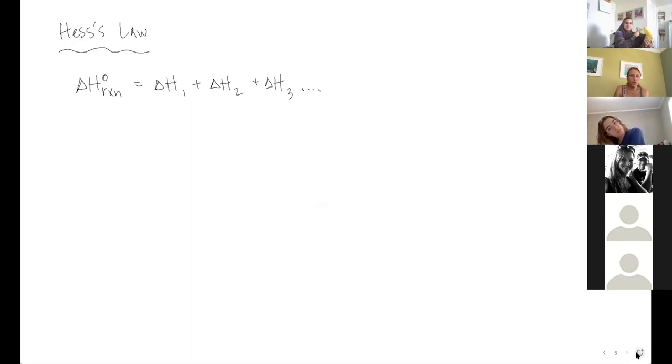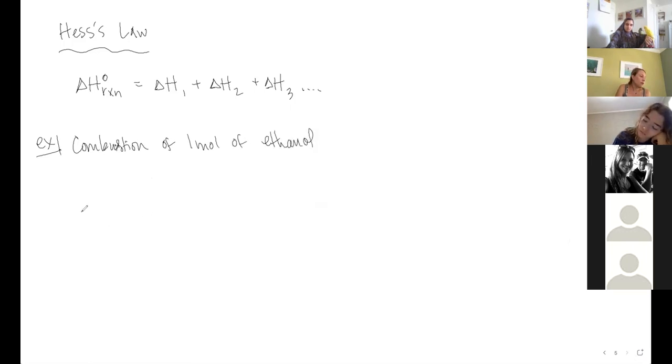Okay. Then let's do another example. So here's another example problem. For this reaction, the combustion of 1 mole of ethanol, we have ethanol, C2H5OH as a liquid, reacting with oxygen, forming carbon dioxide and liquid water.